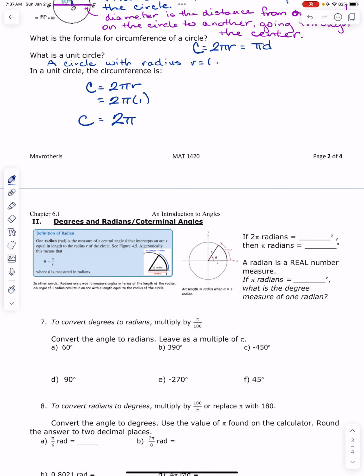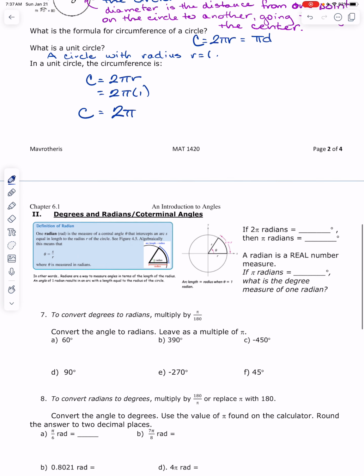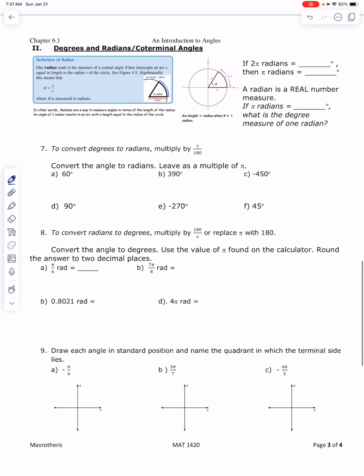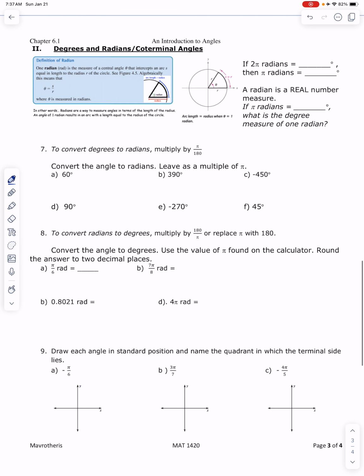So we ended page 2 with the circumference of a unit circle, 2 pi. 2 pi once around the circle. Earlier we said that 2 pi was 360 degrees. So if we cut both sides of that equation in half, if 2 pi radians is 360 degrees, then 1 pi radian is going to be 180 degrees. We are going to use that fact to convert back and forth from degree to radian and radian to degree. Okay? So we have pi radians is 180 degrees.